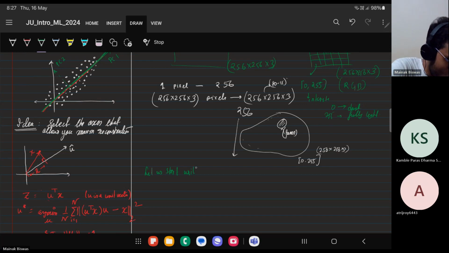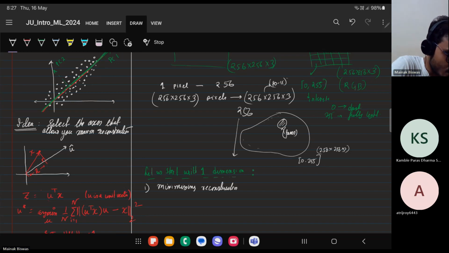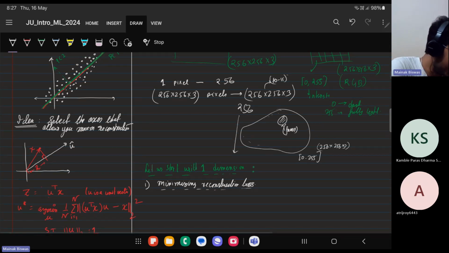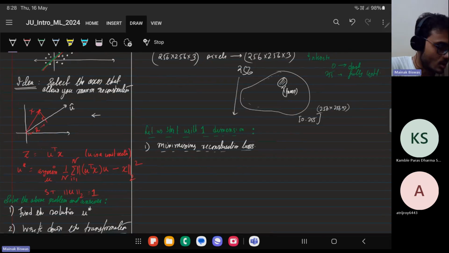I will give you two ways to look at this problem. You can think about it in any way you want. First, minimizing reconstruction loss. Okay. So my question to you is, look at this figure on the left, or I'll draw it again. You can refer to that as notes.